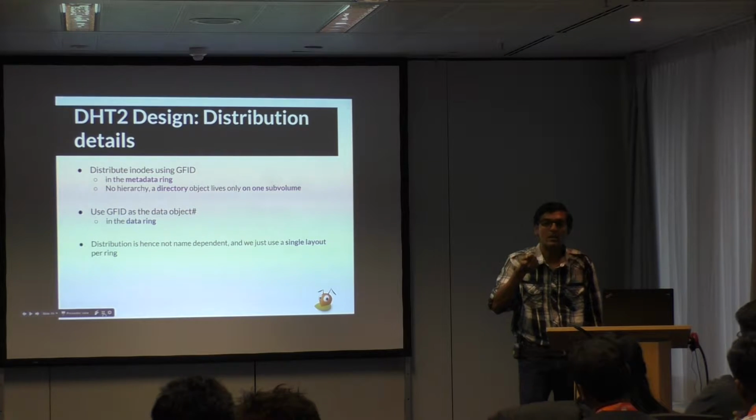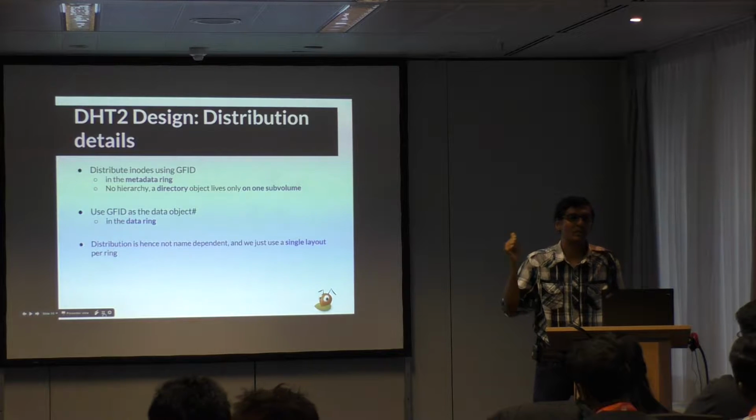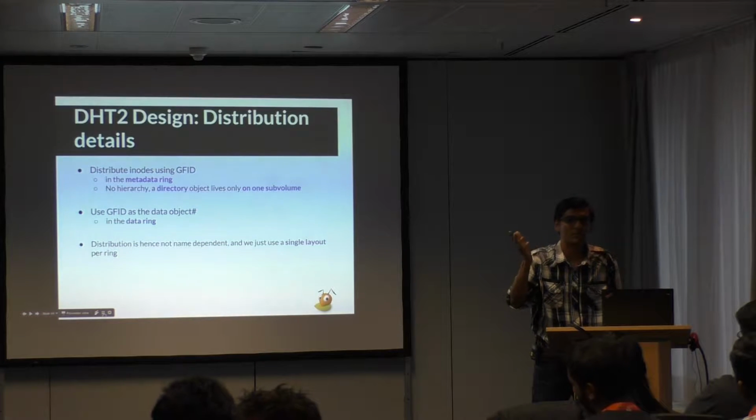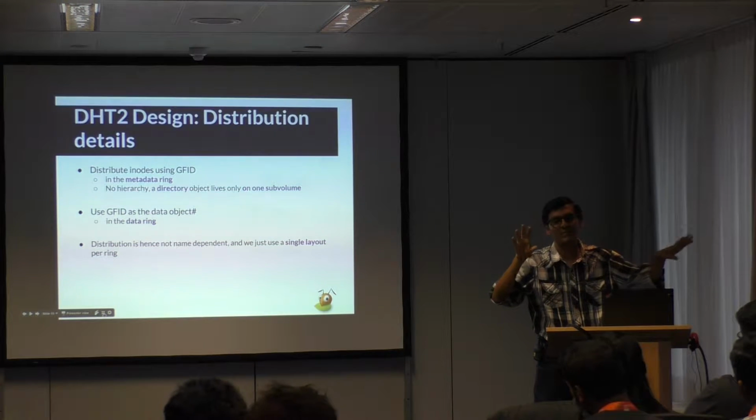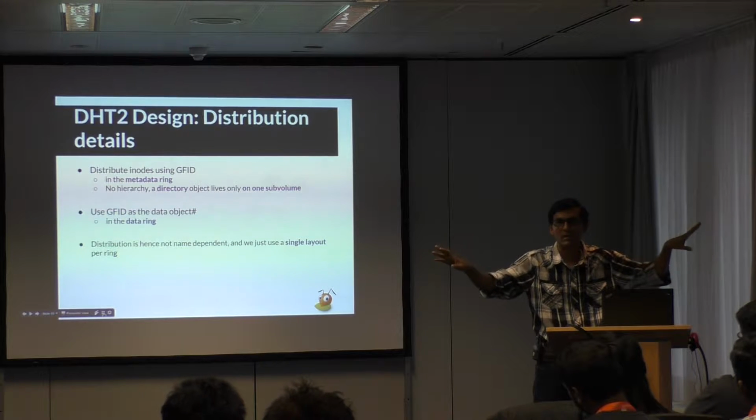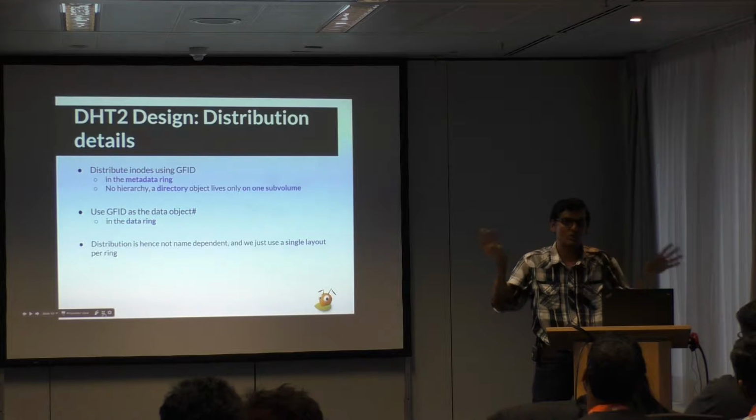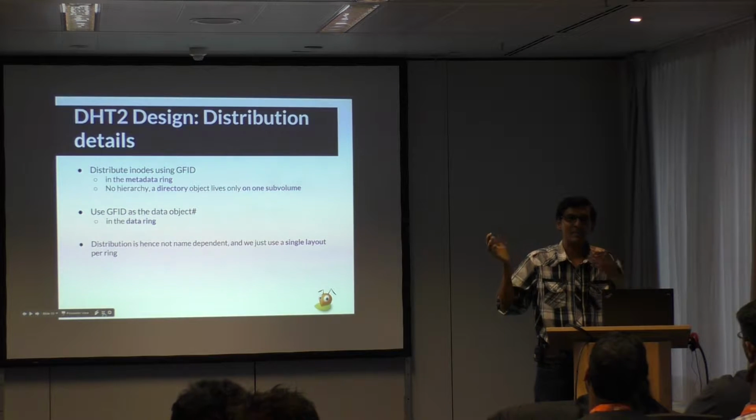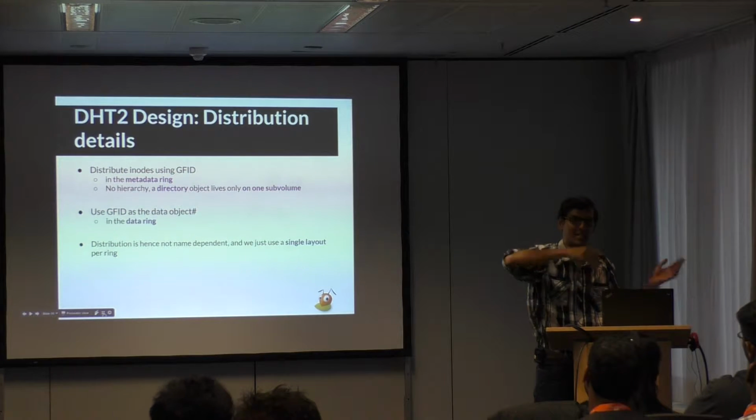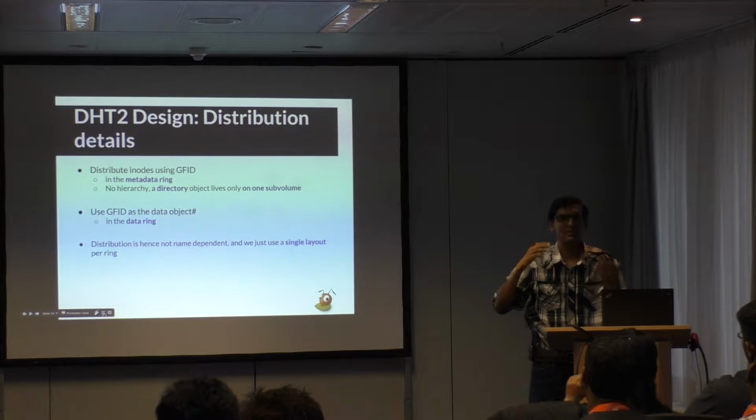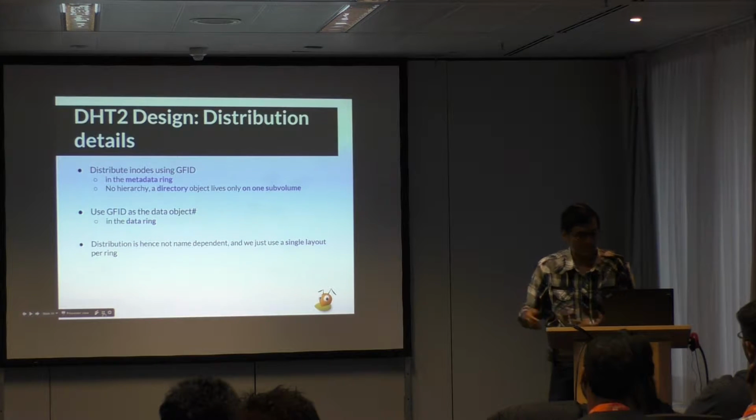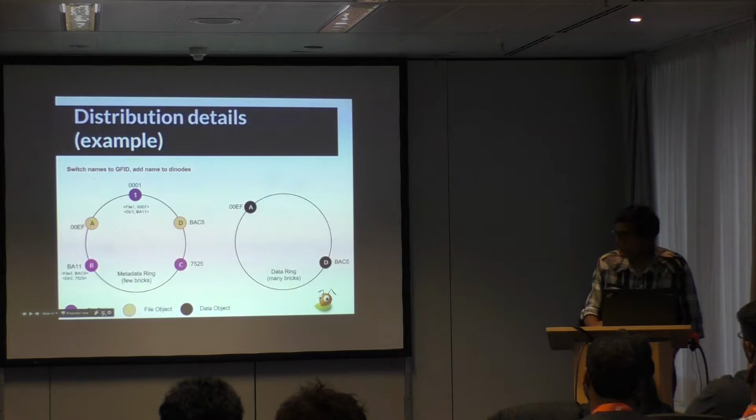But anyway, in this particular case, we don't do it by name, and we just have this one big layout. Of course, we can have a different layout for the metadata ring and a different layout for the data ring. And we hash by GFID. So there's only one single layout that we use to distribute the data. If you're starting to see similarities between the problems presented in DHT2 and the solutions here, it does flow from that, in case you were wondering.